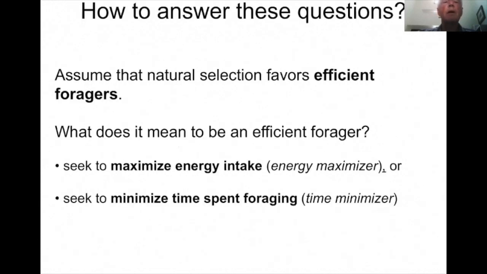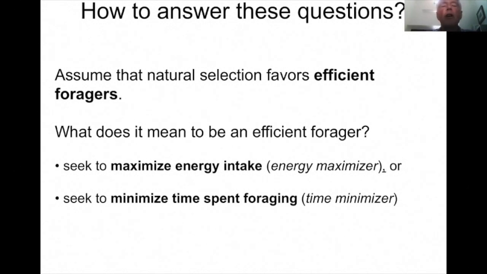Okay. So to answer these questions, we make an assumption, and it's a very fundamental assumption across all of ecology and evolutionary biology and much of biology in general, and that is to assume that natural selection favors an optimal behavior. In this case, it favors efficient foragers, or the most efficient forager. So what does it mean to be an efficient forager?